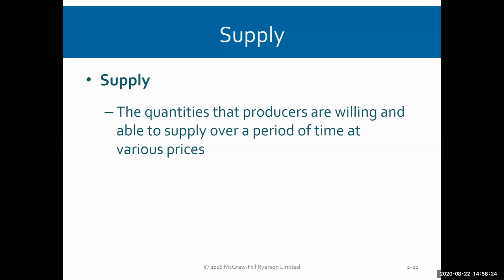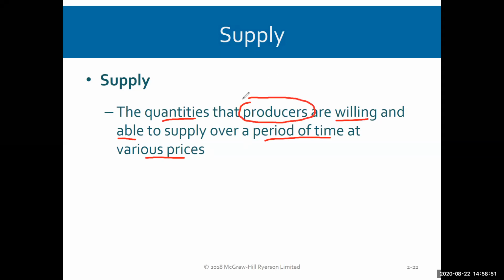So here we go with the supply, and we first start by just giving its formal definition. So supply, well, that's the quantities that producers are willing and able, boy, this sounds familiar, right? Just like demand, willing and able to supply over a period of time at various prices. That is remarkably the same as demand, only now we're talking from the point of view of the producers, the businesses, not the consumers. We're looking at their point of view. So put on your producer's hat.